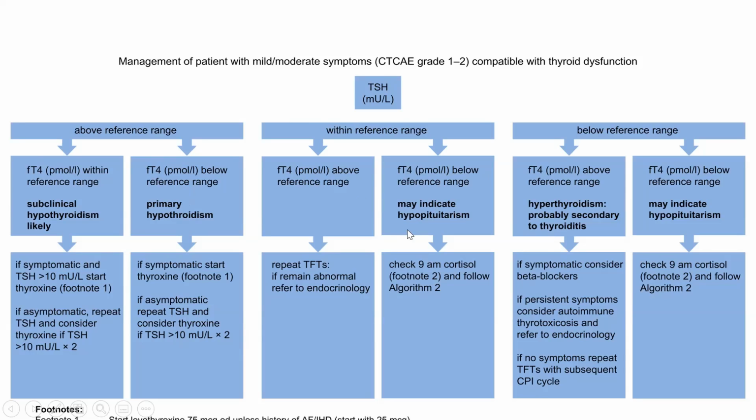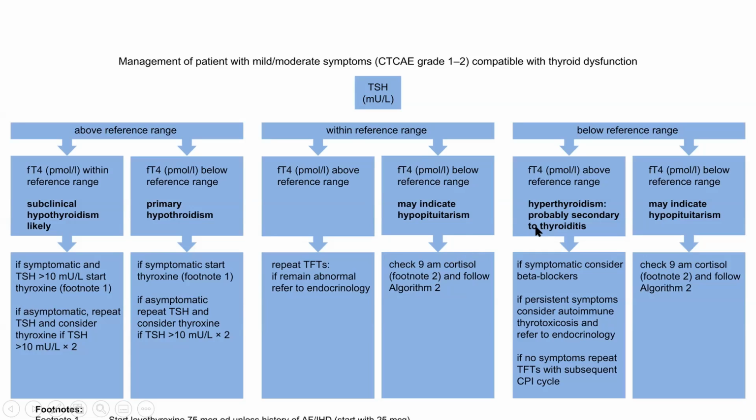The other thing is that we should also not forget about it as a cause of secondary hypothyroidism. So in these cases, the TSH may be within the reference range and the FT4 may be below the reference range. And in these cases, it's extremely important to check the 9 AM cortisol. Why? Because we always want to treat the cortisol deficiency first before we start thyroxine in such patients. Otherwise, it can precipitate an adrenal crisis. So that's very important to note that it can also cause hypopituitarism.